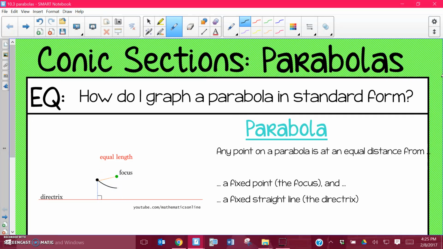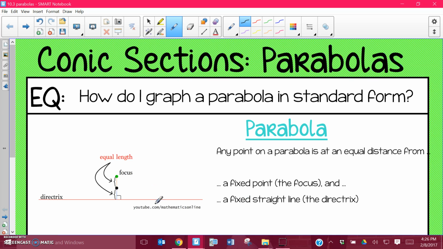Hey guys, today we are talking about parabolas, but we're not talking about parabolas in the sense that we used to. We're going to be talking about them in regards to being a conic section. So the definition of a parabola is any point on that parabola is at an equal distance from some fixed point that we're going to call the focus and a fixed straight line, which we're going to call the directrix.